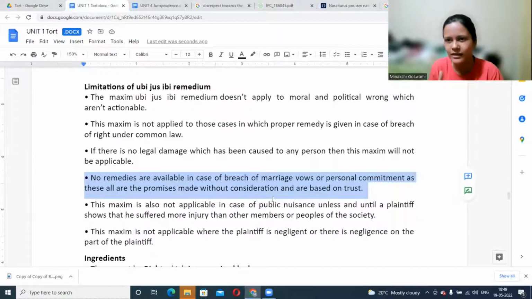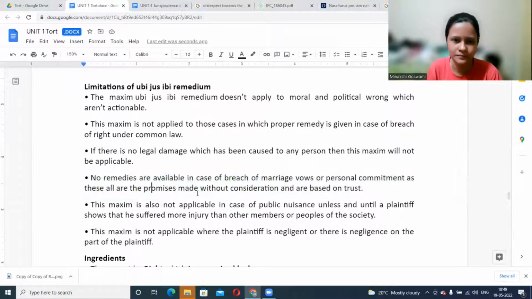So it's not a remedy that we have for divorce. It's not a remedy as such. It's just a support that is being offered by the court. Okay.